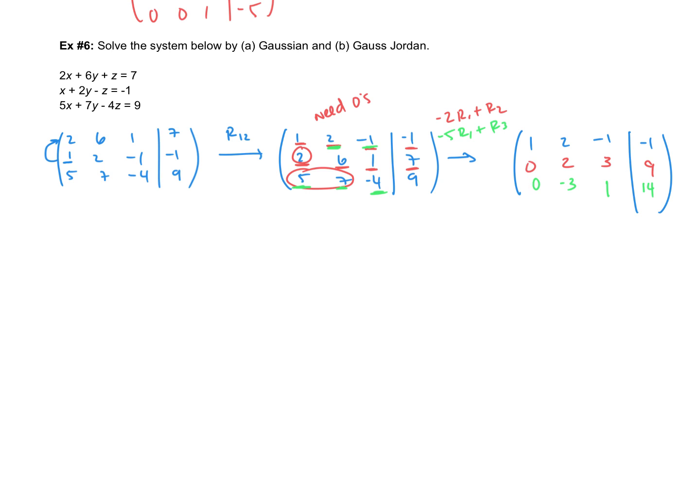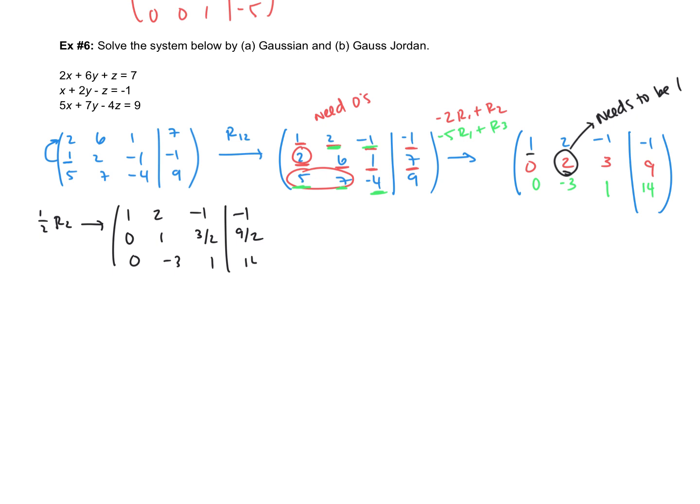Now that I have zeros here, the next thing I need is for the next non-zero entry to the right of this 1, which is here, to be a 1. So what I can do is take that second row and multiply it by 1/2. Again, my first row I'm happy with, I'm just going to leave it. The second row, if I multiply by 1/2, I'm going to get 1, 3 over 2, 9 over 2. The third row stays the same.